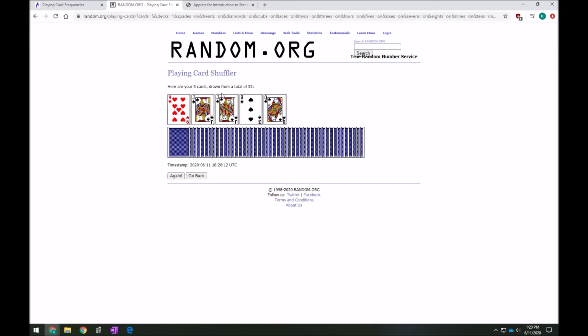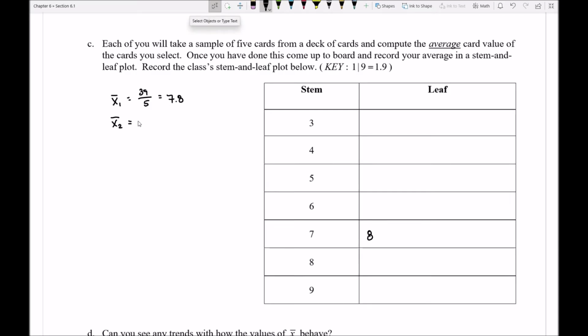Here I get 10, 20, 30, 39, 42. So here I could say I get 42 out of 5 cards. And so that's actually going to give me a value of 8.4. So I could leave the 8 and put a 4 down here.